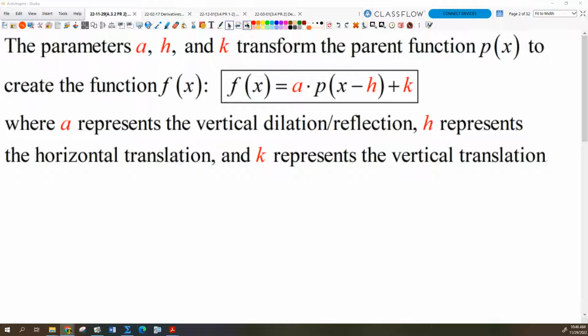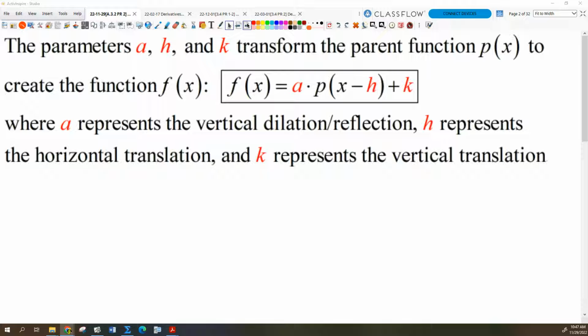Okay, so overview real quick. If p of x is one of the parent functions, it could be any of those we talked about yesterday, and we want to start with that plain old function p of x, we can introduce these three numbers. We call them parameters in math, and we're going to use them to tweak the function, right? And here's where they're going to go.